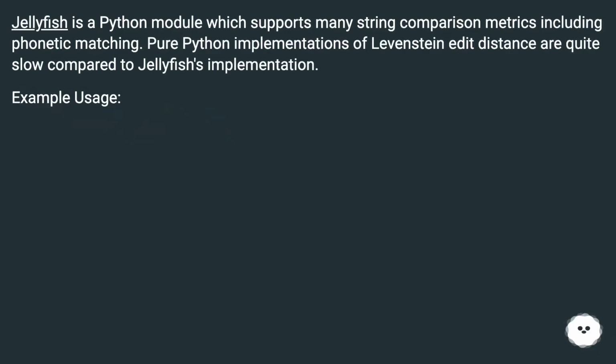Jellyfish is a Python module which supports many string comparison metrics including phonetic matching. Pure Python implementations of Levenshtein edit distance are quite slow compared to Jellyfish's implementation. Example usage.